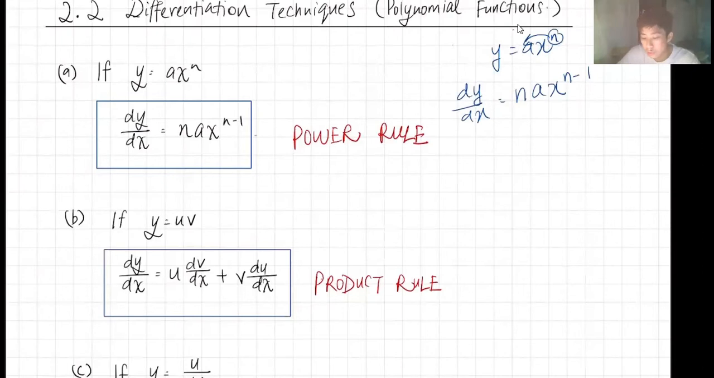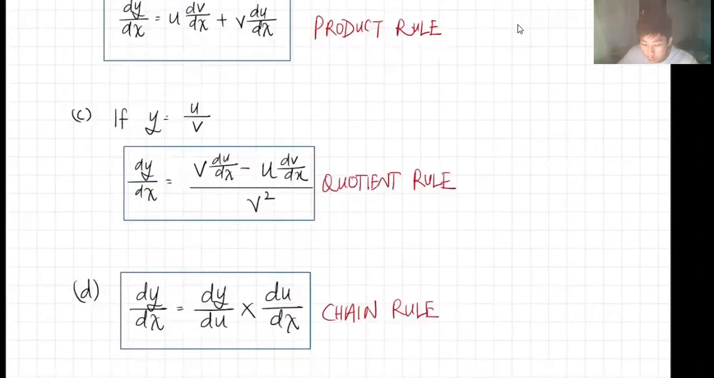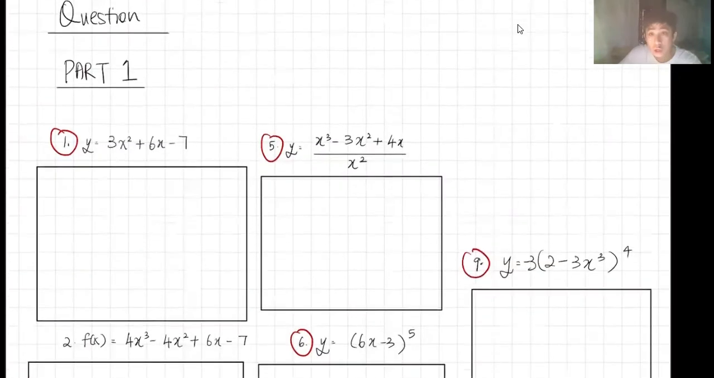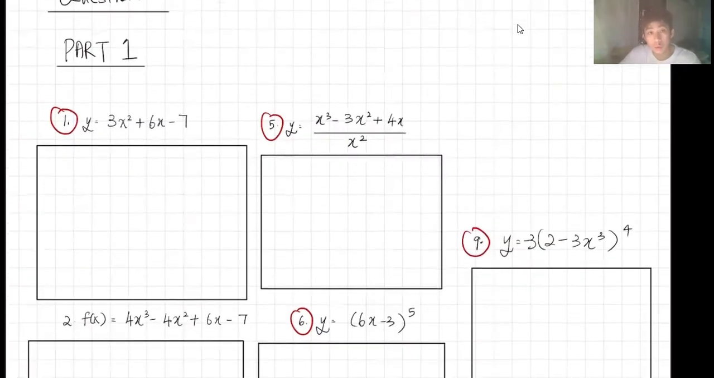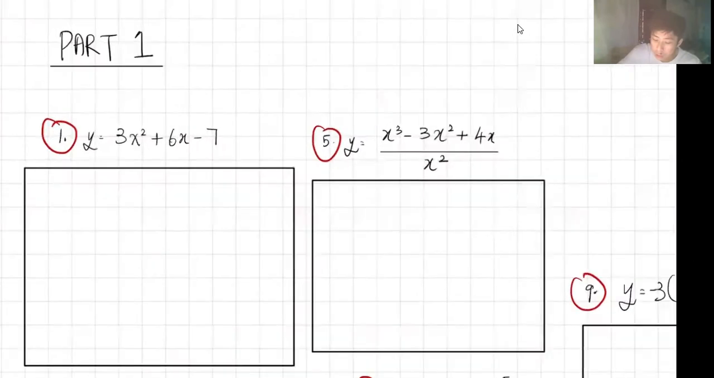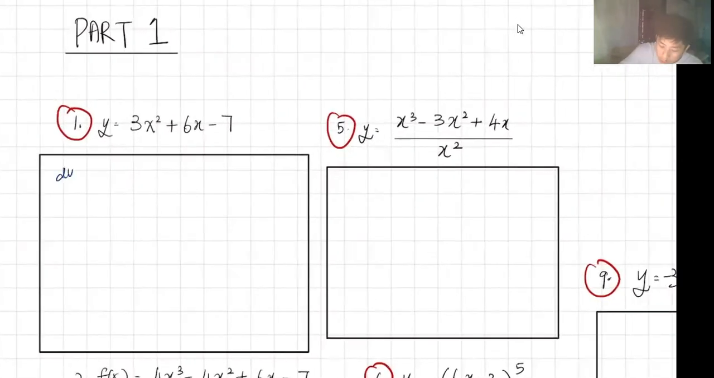Okay, I don't teach you that one first. I'll teach you that one when I see the questions later. So without further ado, we look at questions. Part 1 is usually on product rule, on power rule, basically. So how do I find dy dx for this first question?